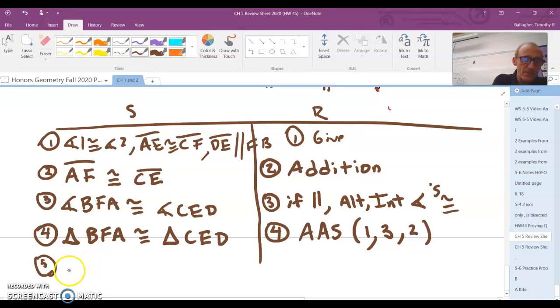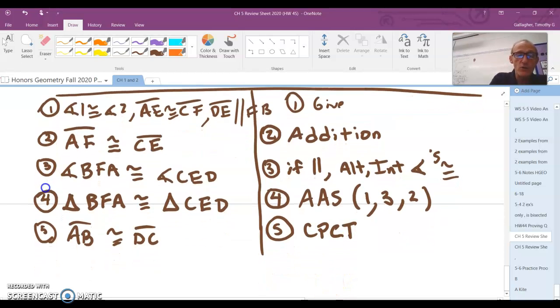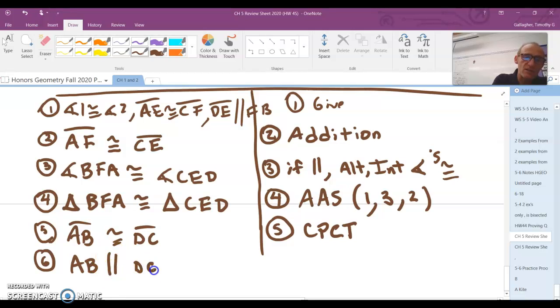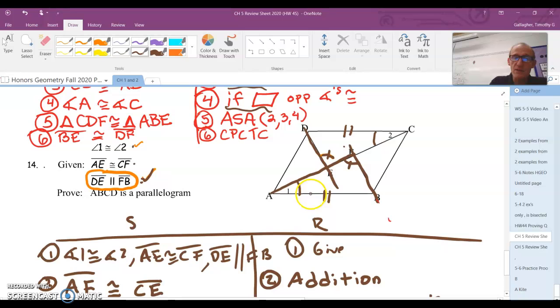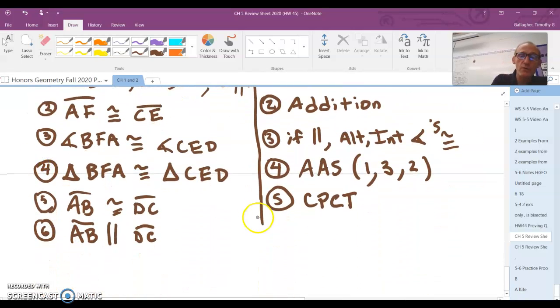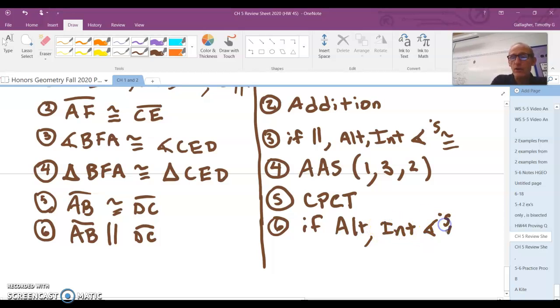So AB congruent to DC, and that's CPCTC. Now, we can also get AB parallel to DC. Now, why is AB parallel to DC? Well, AB is parallel to DC because angle 1 and angle 2 are alternate interior angles. Okay? So, the reason for that is if alternate interior angles congruent, then we have parallel lines.